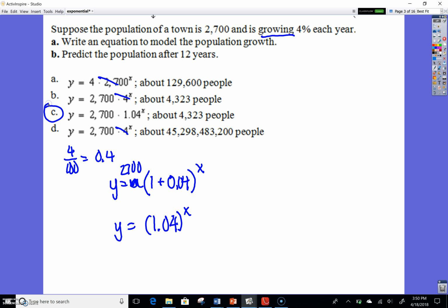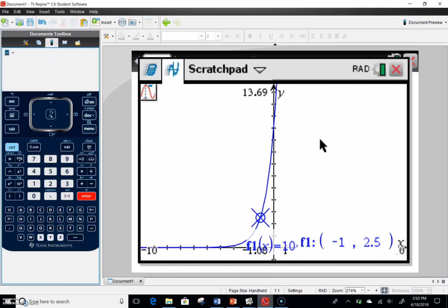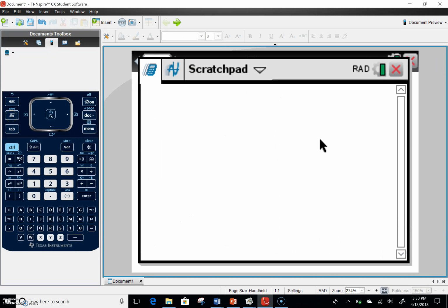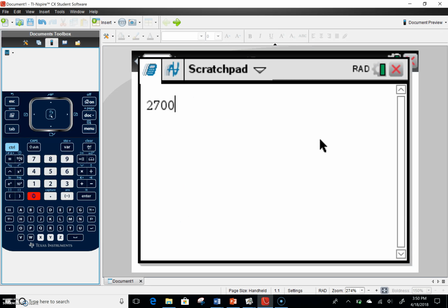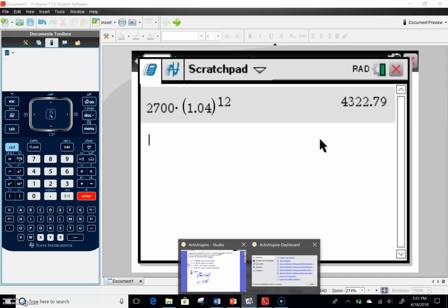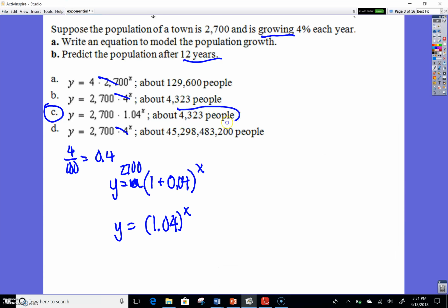This should be right. And we want 12 years, so I'm going to go 2,700 times 1.04 to the 12th power. To the 12th power. Okay, 4,022.73. If you look at that, you round up. So it's going to be 4,873.